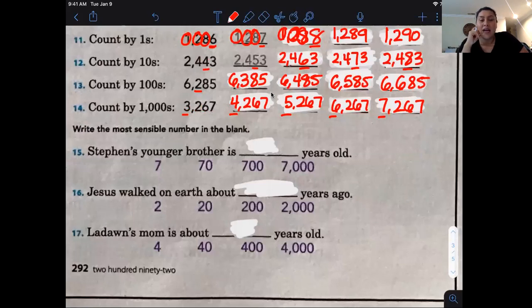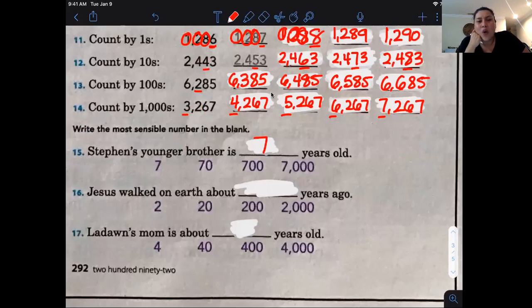Stephen's younger brother is blank years old. Oh, okay, so Stephen has a younger brother, not older, but younger, and I think the best number is 7,000. Stephen's younger brother is 7,000 years old. What do you think? If they're a younger brother, well, what does that make Stephen then? If his younger brother's 7,000 years old, it's probably like 10,000 then, right? But does that make sense? Probably not, right? Okay, let's think about it. What would be the best option? 70, 700, or 7? Yeah, probably 7. Go ahead and write it.